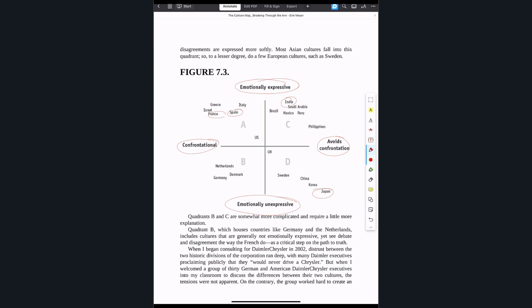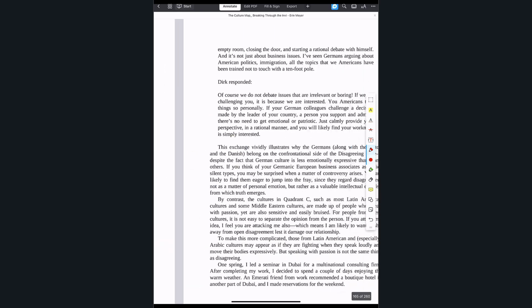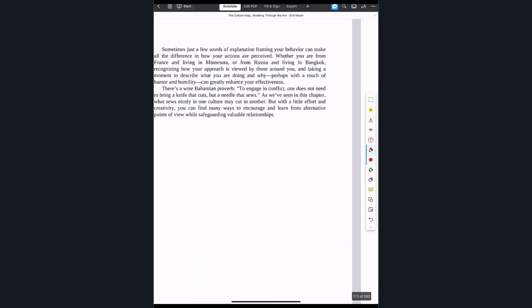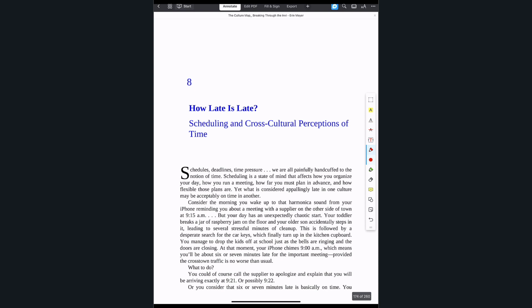So that's the difference between emotionally expressive versus emotionally unexpressive culture. So cultures vary on multiple dimensions, and this is something to keep in mind. Now let's quickly go through the last dimension, and that's about how you perceive time and how you schedule time, right?